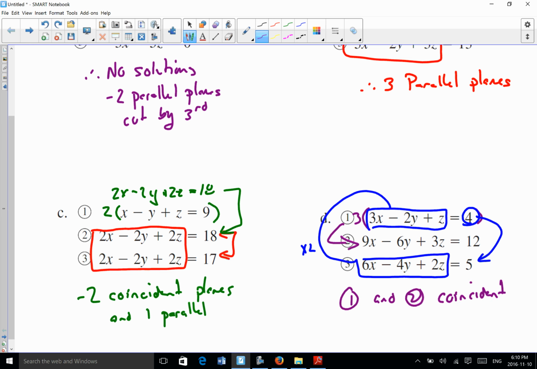And 1 and 3 are parallel. So can these ever be solved? No. We have infinite solutions for 1 and 3, or 1 and 2, but no solutions ever for 1 and 3.